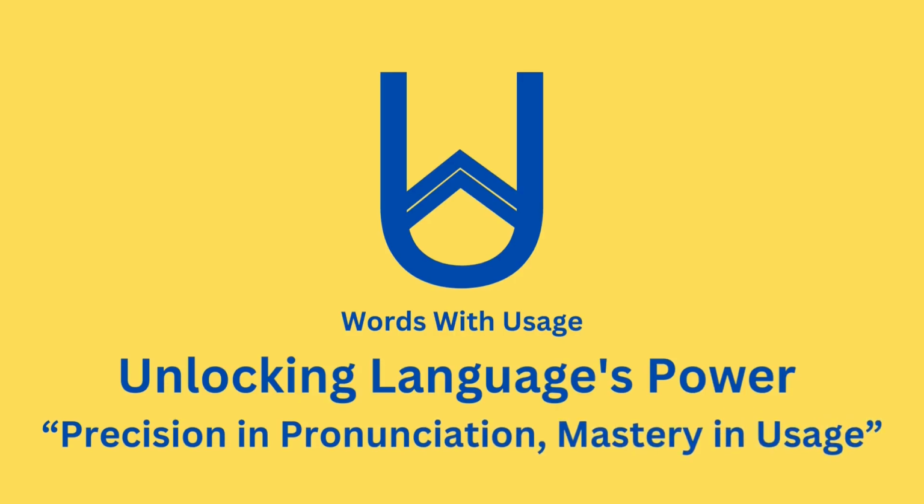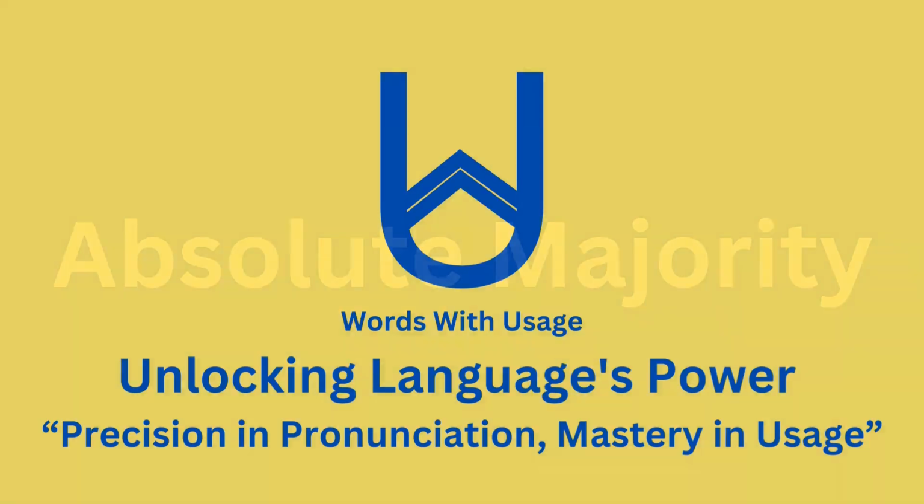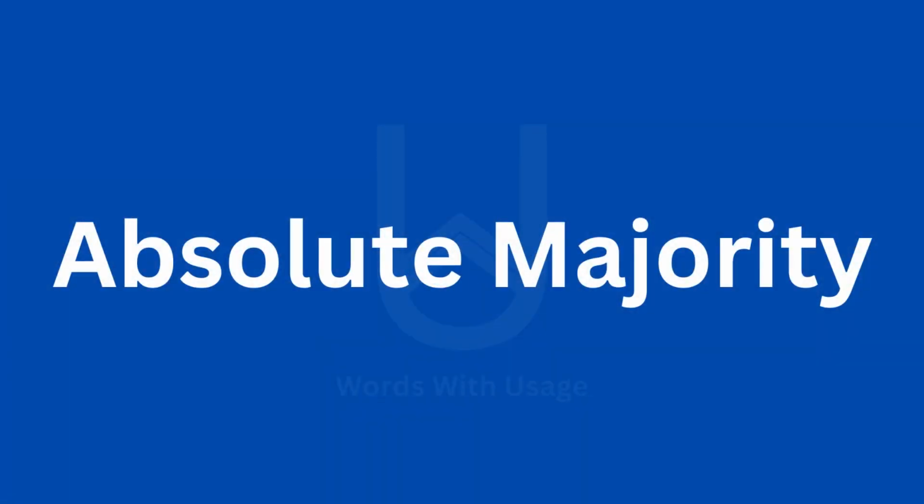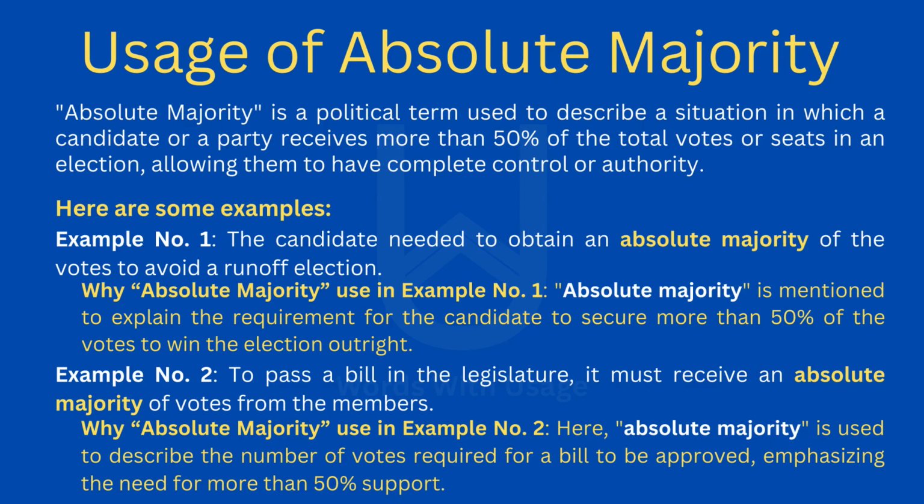In this video, the word is absolute majority. Absolute majority. Absolute majority is a political term used to describe a situation in which a candidate or a party receives more than 50% of the total votes or seats in an election, allowing them to have complete control or authority. Here are some examples.